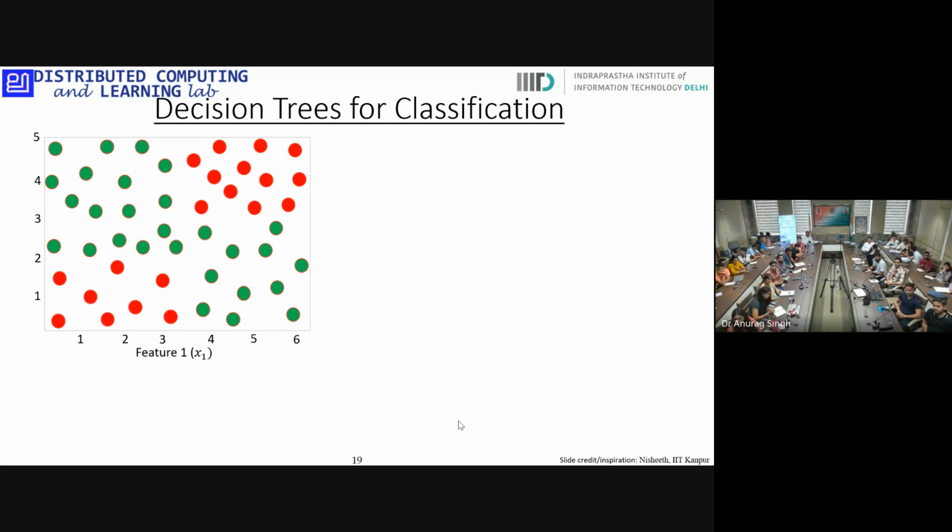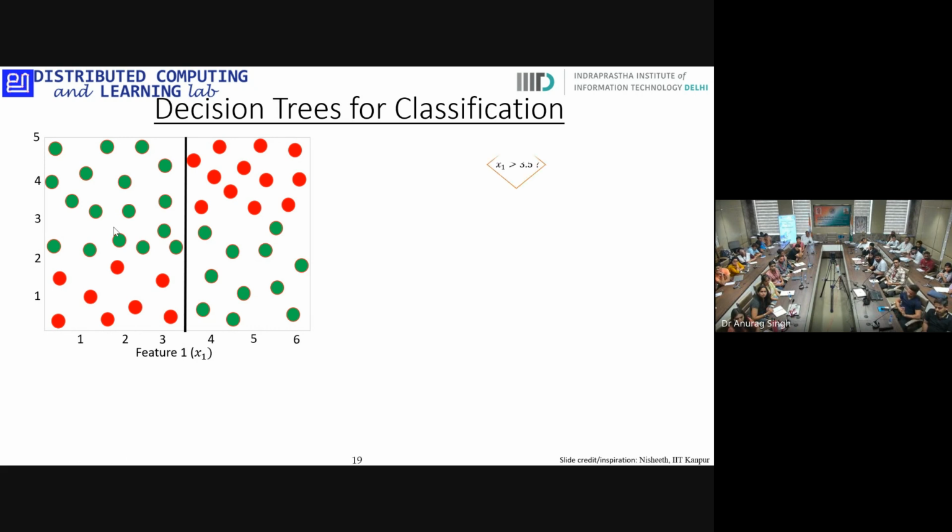So here we have features. There was one more label here. This is feature one, let's say on the x coordinate, and feature two on the y coordinate, right? So these are like two-dimensional points. What we are doing is creating a decision tree, and then we start partitioning.